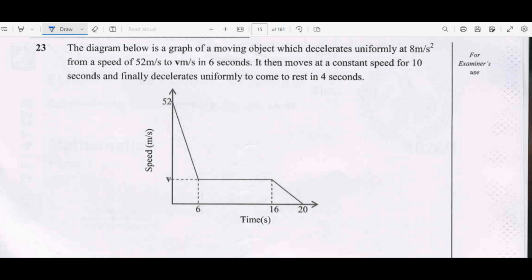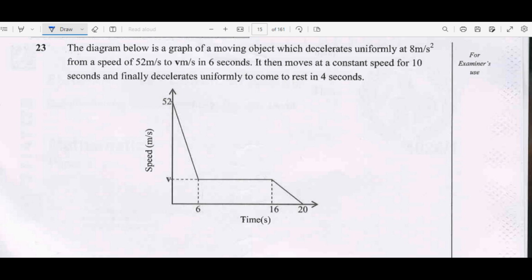The question reads: the diagram below is a graph of a moving object which decelerates uniformly at 8 meters per second squared from a speed of 52 meters per second to v meters per second in 6 seconds. It then moves at a constant speed for 10 seconds and finally decelerates uniformly to come to rest in 4 seconds. Right, so if you look at the speed time graph, this is a graph that shows how speed changes over time.